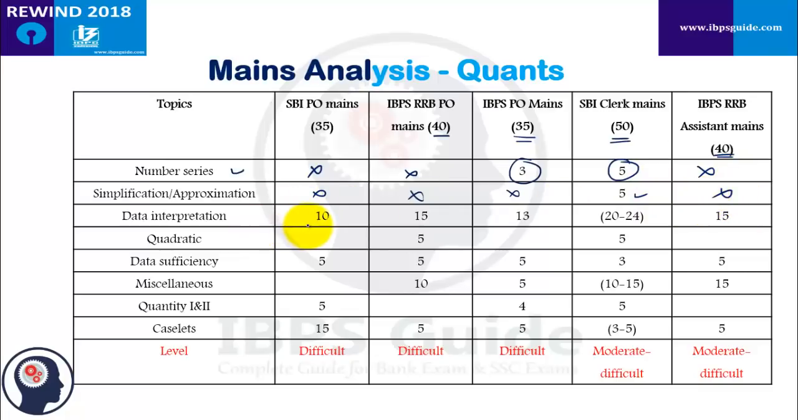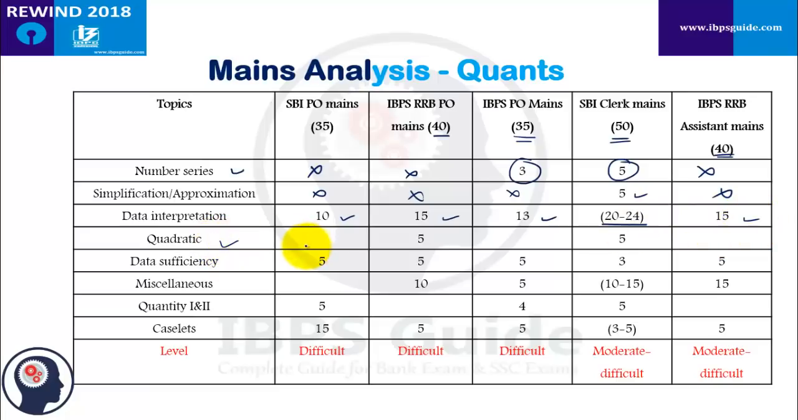So data interpretation, this is a very important topic. Then definitely SBI PO mains exam 10 questions are there. IBPS RRB PO mains 15 questions, 13 questions in IBPS PO mains. In SBI clerk mains 20 to 24 weightage is there. See the weightage of data interpretation in SBI clerk mains exam. IBPS RRB assistant 15 questions will be there.